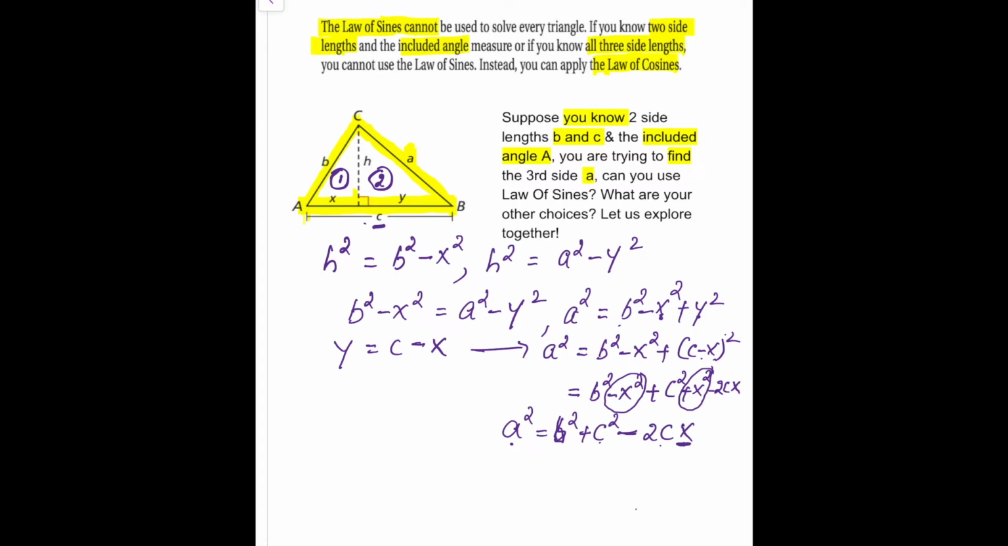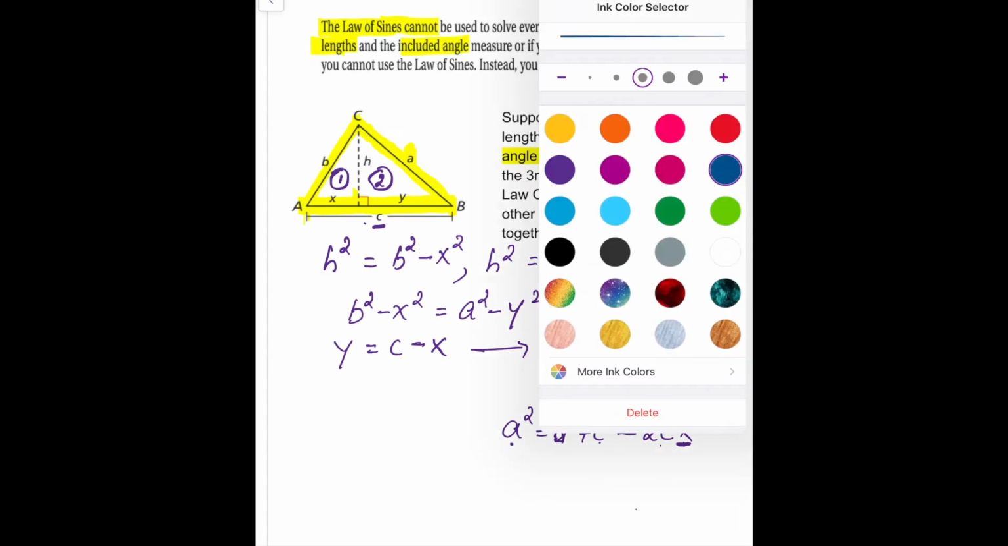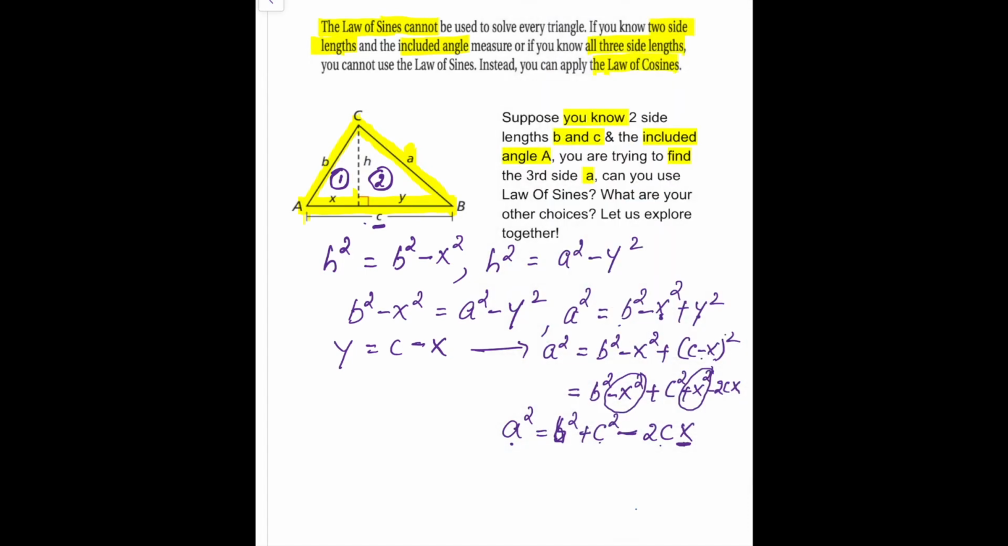So again, let's go back to right triangle 1. How do I connect x? I cannot find x just like that. I need to use trigonometric ratios. So let's use trigonometric ratios.